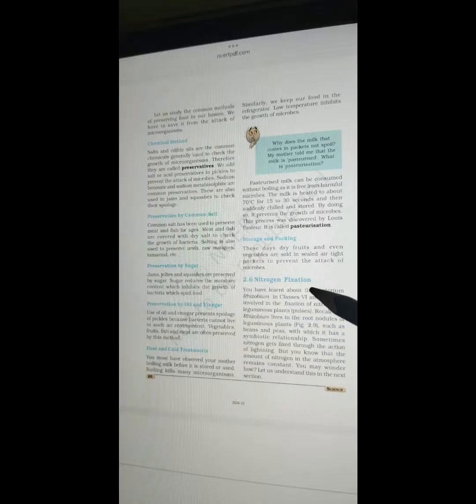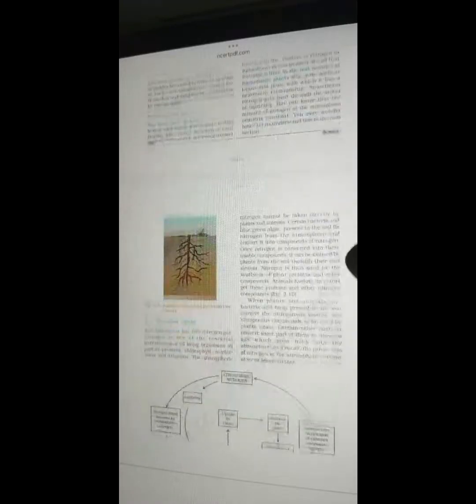2.6 Nitrogen fixation. You have learned about the bacterium Rhizobium in class 6 and 7. It is involved in the fixation of nitrogen in leguminous plants, pulses. Recall that Rhizobium lives in the root nodules of leguminous plants, Figure 2.9, such as beans and peas, with which it has a symbiotic relationship. Sometimes nitrogen gets fixed through the action of lightning, but you know that the amount of nitrogen in the atmosphere remains constant. You may wonder how. Let us understand this in the next section.